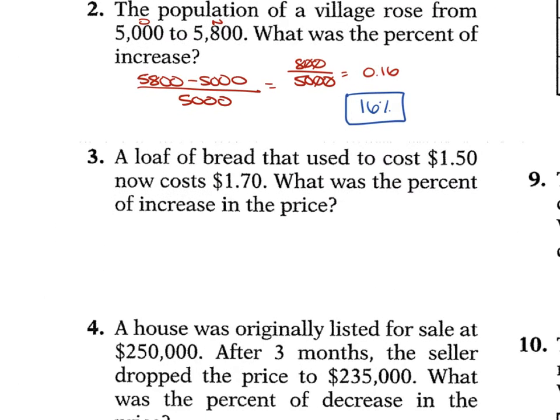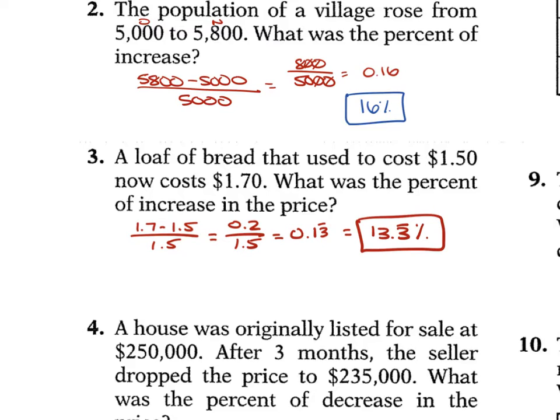3 says a loaf of bread that used to cost $1.50 now costs $1.70. What was the percent of increase in the price? So we're going to do 1.7 minus 1.5 over 1.5, which is 0.2 divided by 1.5. So that's going to give us 0.13 repeating. So that is 13.3 repeating percent.